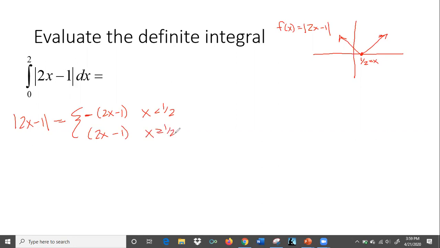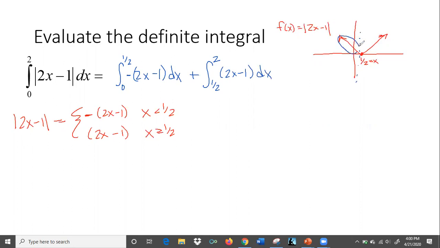So we're going to work with two separate integrals here. Remember from yesterday's lesson we talked about how integrals can be split up. We're going to rewrite it as the integral from 0 to 1/2 of negative 2x minus 1 dx, and we're going to add the integral from 1/2 to 2 of 2x minus 1 dx. We're able to do that because there are really two separate functions here.